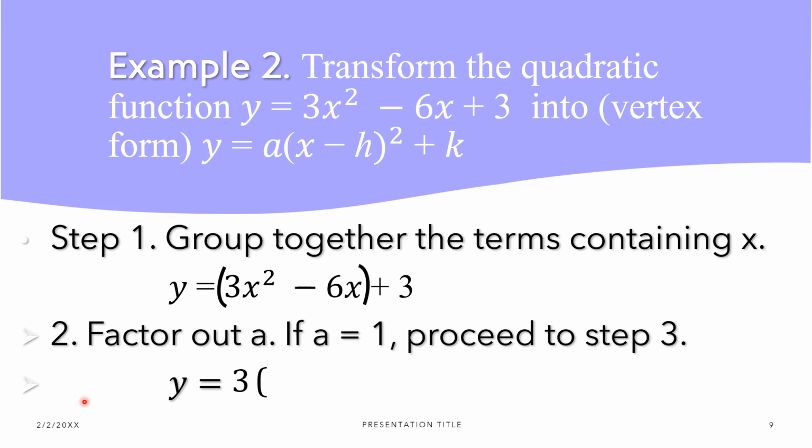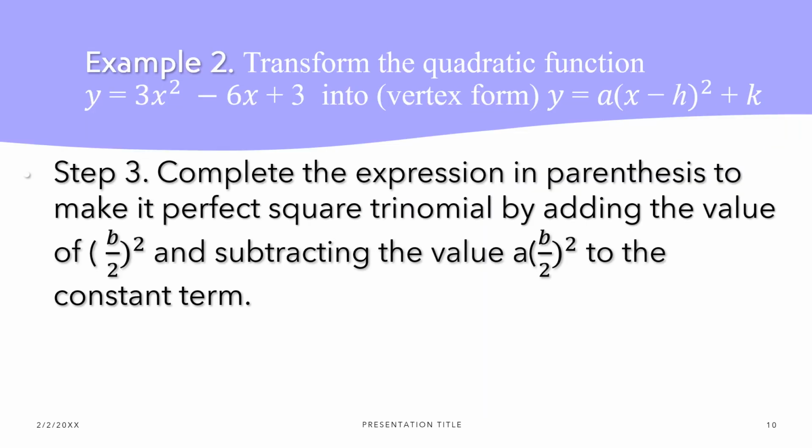So, open parenthesis. 3x squared divided by 3 is x squared. Negative 6x divided by 3 is negative 2x. Then, close parenthesis, plus 3. So, yan na po yung step 2. Sunod na. So, follow tayo sa step 3. So, ito yung po yung nakuha natin sa step 2.